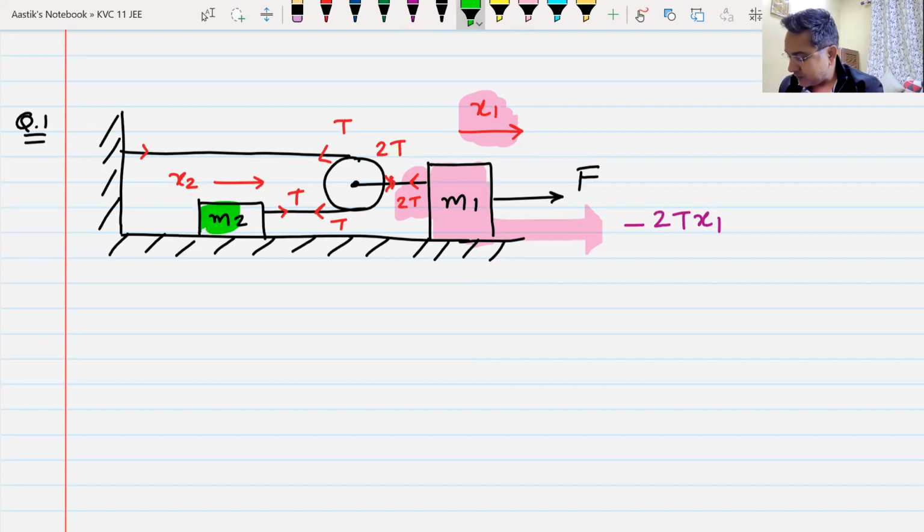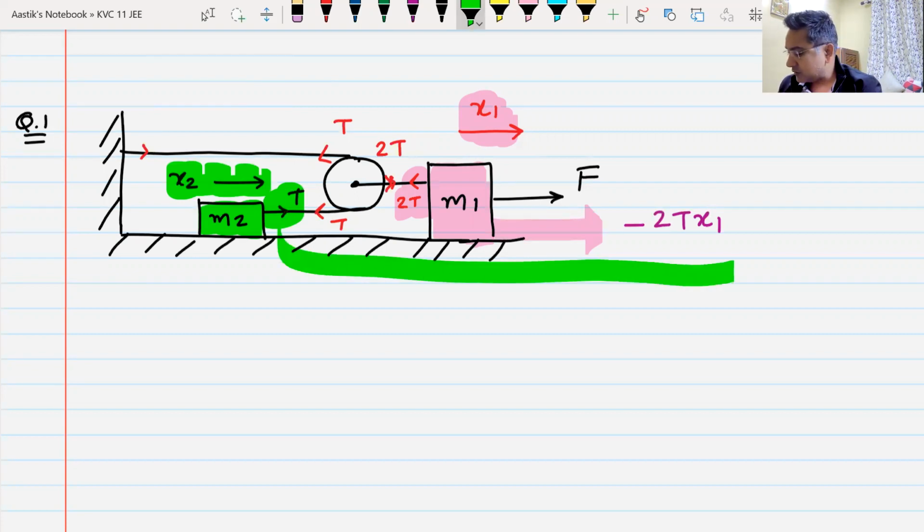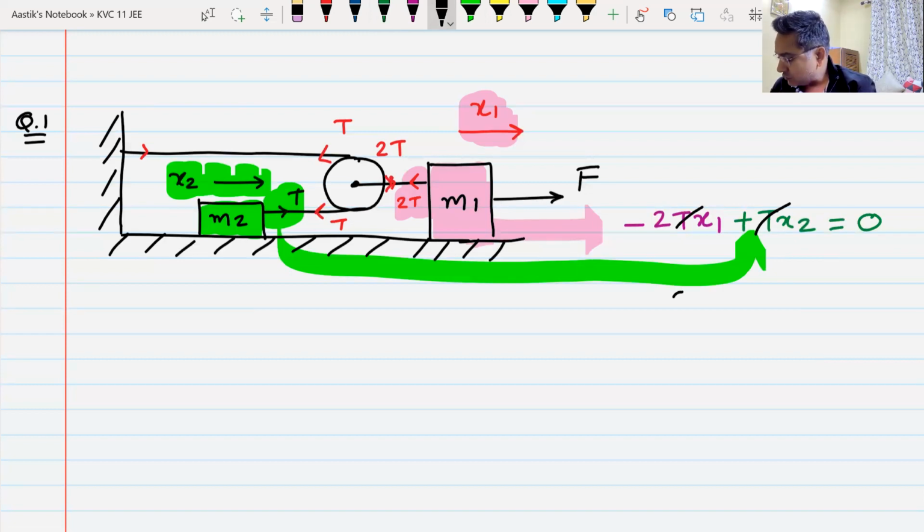Then I move on to my favorite green block. Green block tension is forward. This block is also moving forward. So what is the work done by tension here? Plus T into x2. That must be equal to 0. T is definitely not 0. So I get the relation 2 times x1 is equal to x2. That is the constraint relation.